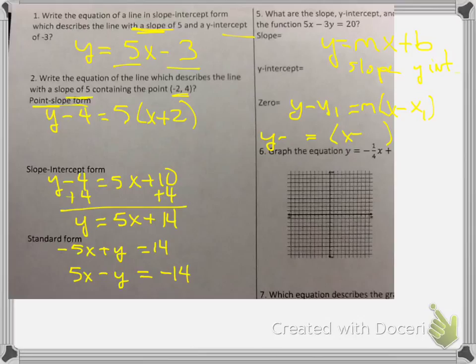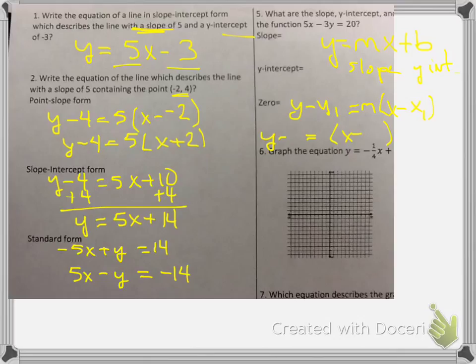Now I started this one out, and I'll erase this for a second. This started out as y minus 4 is equal to 5 parentheses x minus a negative 2. Then the minus negative becomes plus. Okay?